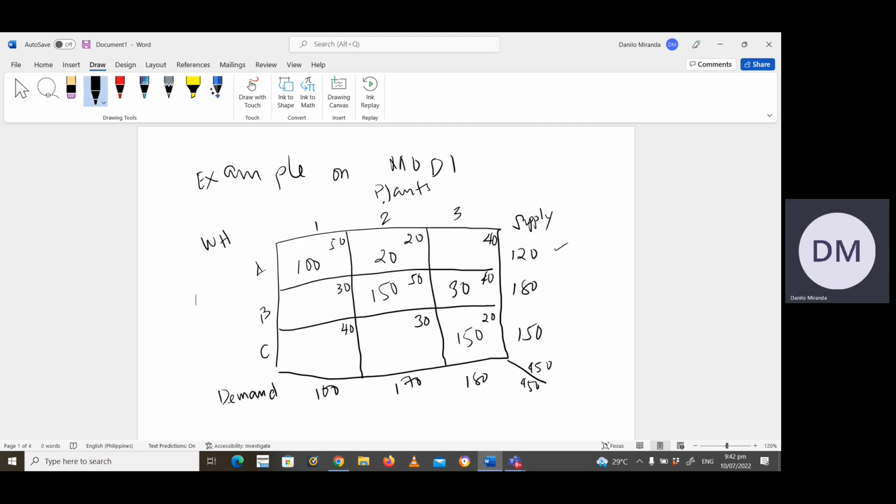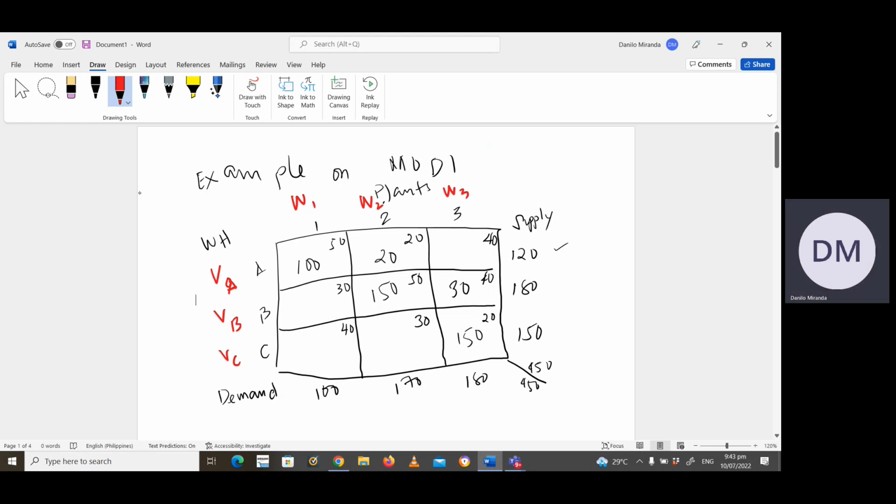Okay. So, this is the stepping stone. We are going to transpose this initial solution into a first MODI table by assigning. I use a different color. So, this will be your B sub A, B sub B and B sub C. This is your W1, W2, and W3.